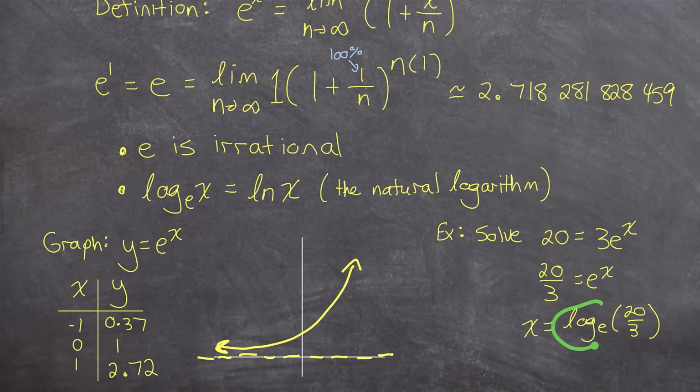And then notice what I have, log base e, is what we call the natural logarithm. So I could rewrite this as the natural logarithm of 20 over 3. And then you could get an approximate value for that using your calculator. It would be 1.897.